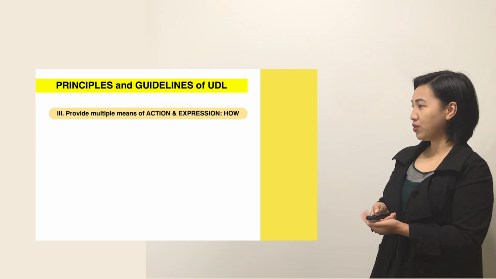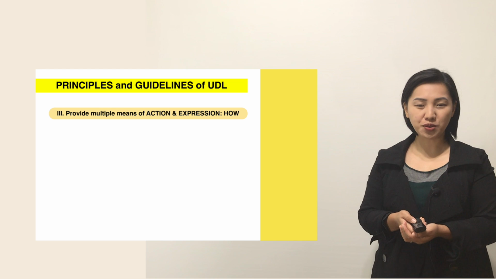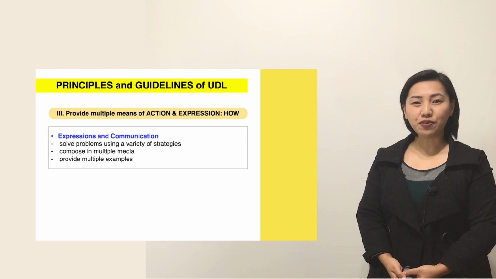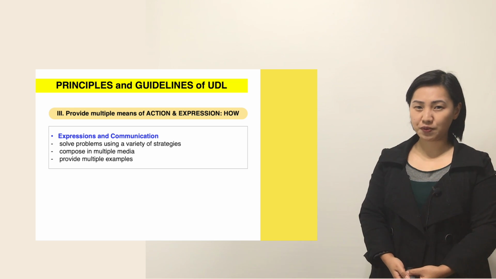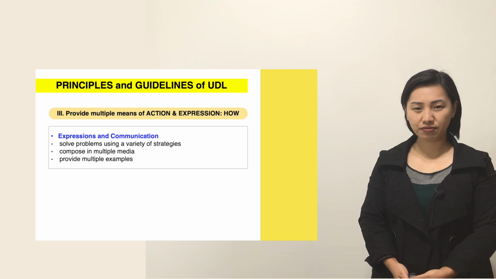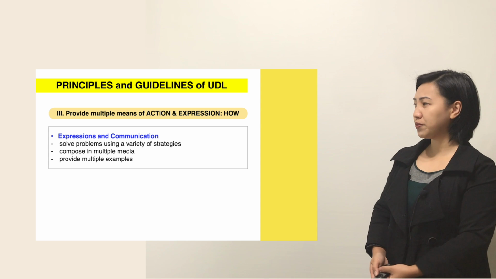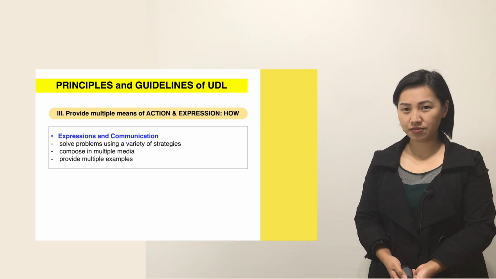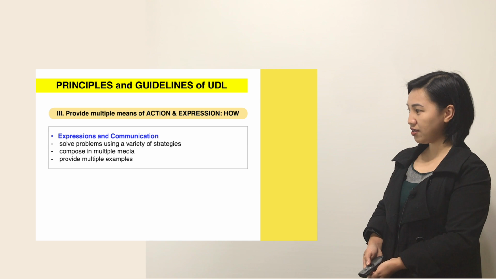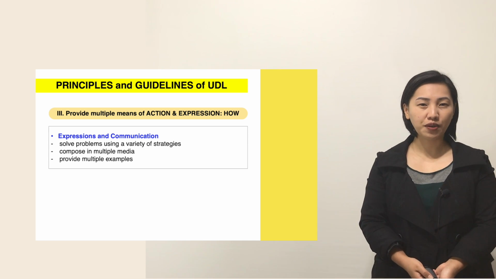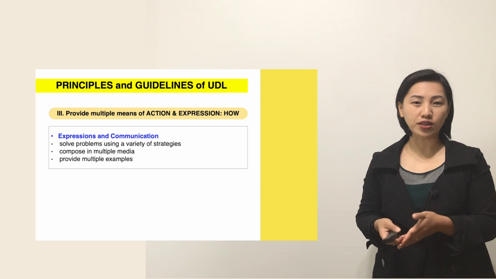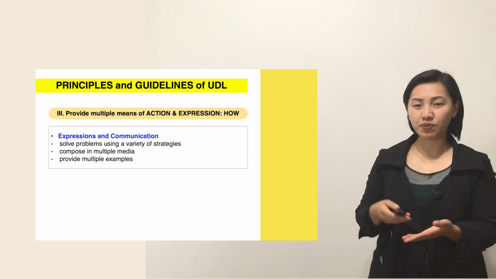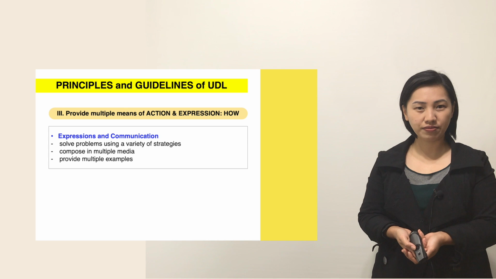Now, on to the last principle, the principle of action and expression. How can we offer purposeful options for students to show what they know? So, after being able to learn from your representation using different methods, we should also think of how they can show us. How can we evaluate them in multiple ways to know if they understood the lesson or not?